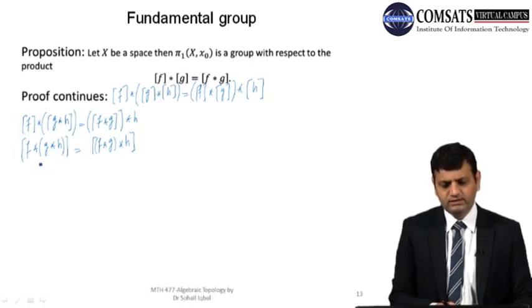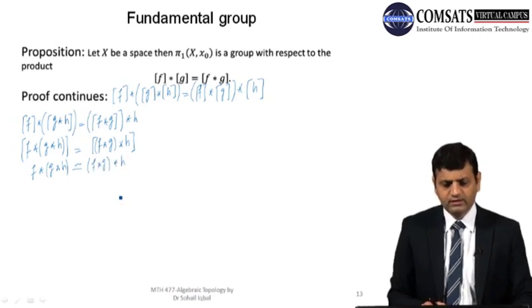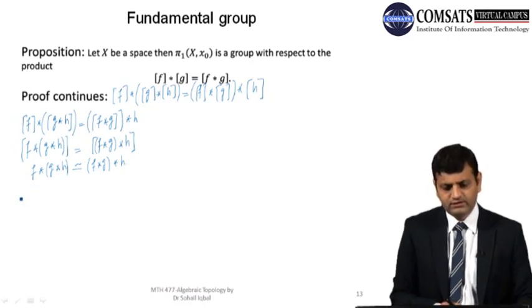So if we want to show that path classes of two functions are equal, we have to show that f star (g star h) is homotopic to (f star g) star h. So of course, when I mean homotopic, it means relative homotopy with respect to I dot. So let's see what is f star (g star h).